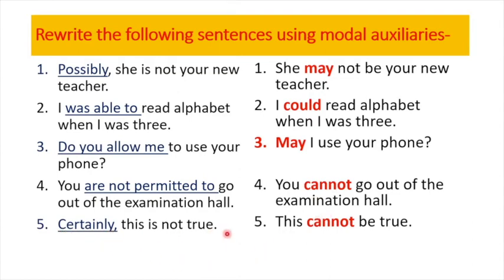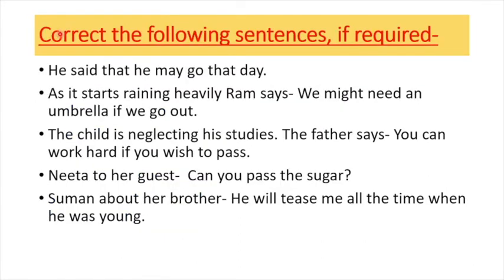Certainly this is not true. Certainly in itself tells that we are talking about certainty. To talk about certainty we use cannot. This cannot be true. Now you have to correct the following sentences if required. If you think that there are any mistakes in these sentences, you can correct them if it is required.